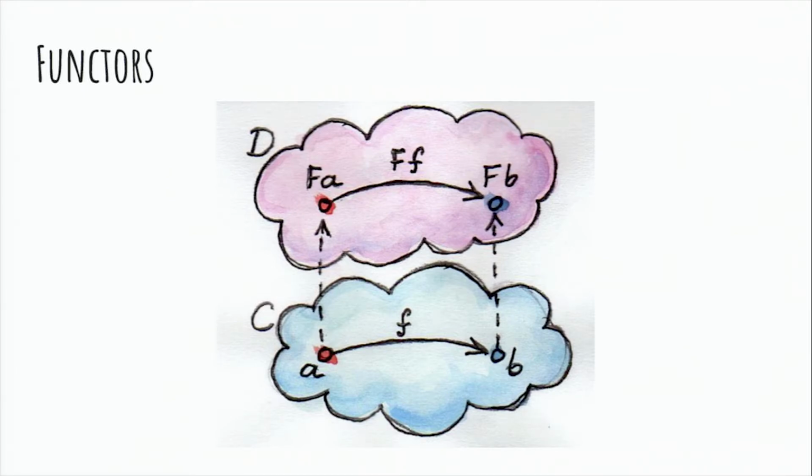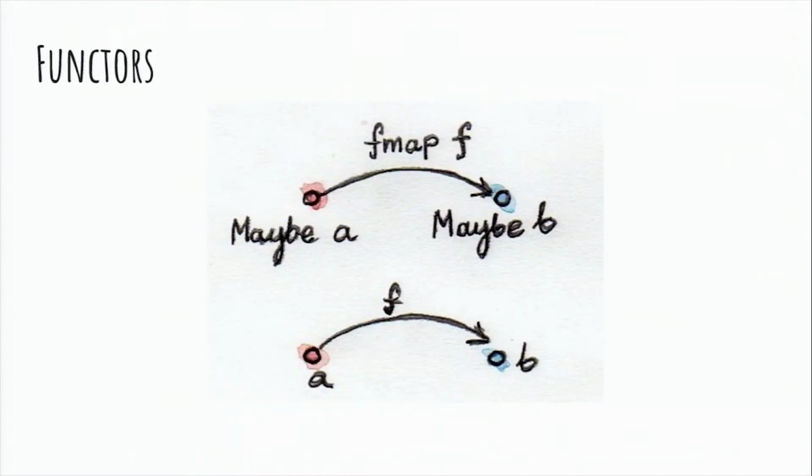And an example of this is Maybe. So if you have, for example, Int, then Maybe maps that to the set Maybe Int. And if you have a Boolean, then Maybe maps that to Maybe Boolean. And then you have the isEven function, for example, and you apply fmap, and then you get the Maybe isEven function.